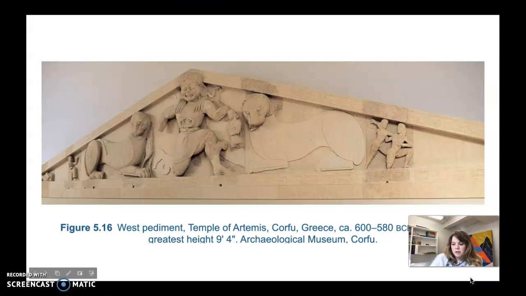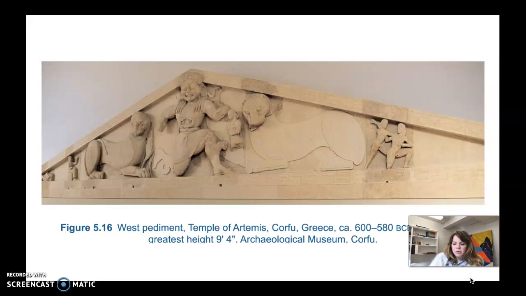So next up, we'll look at the west pediment of the Temple of Artemis from Corfu, Greece, from around 600 to 580 BCE, and it's made out of limestone. The pediment on the western side and the eastern side of this particular temple were exactly the same in design, but we're looking at the western side because it was in a little bit better shape. And the area of Corfu was an important stop on the trade route from the Greek mainland to the settlements in Italy.